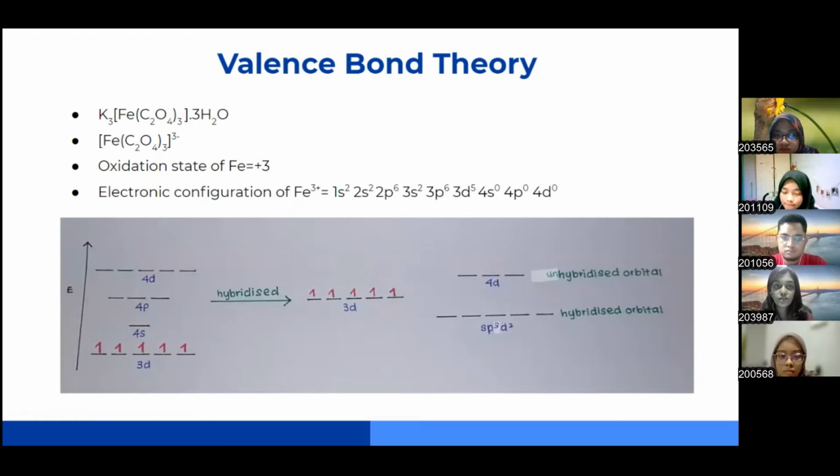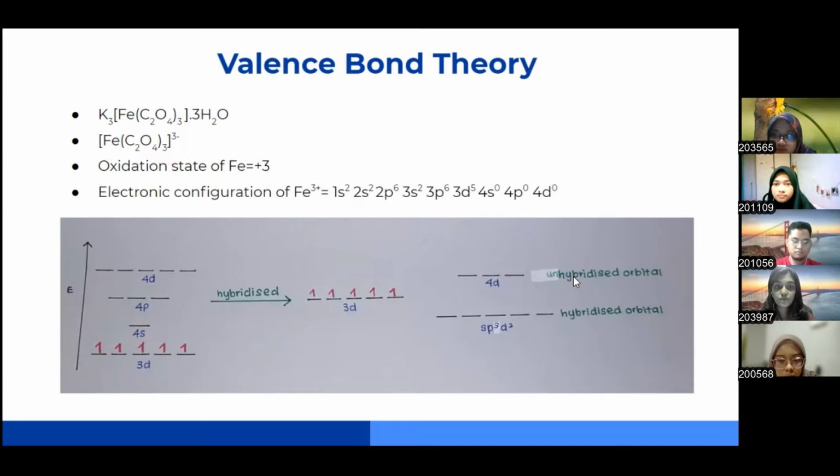plus, and the electronic configuration of Fe3+ is 1s2, 2s2, 2p6, 3s2, 3p6, 3d5, since it has the d5 configuration. So now I'll show you the hybridization diagram, in where at ground state the Fe3+ will have 5 electrons which will partially fill the 3d orbital.